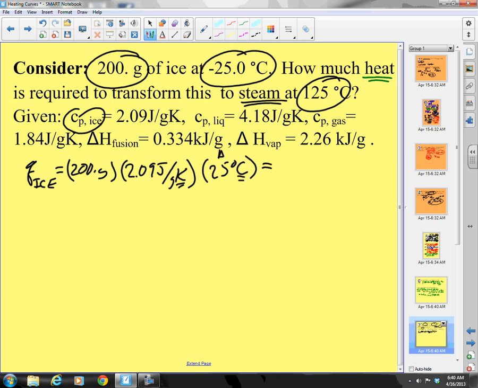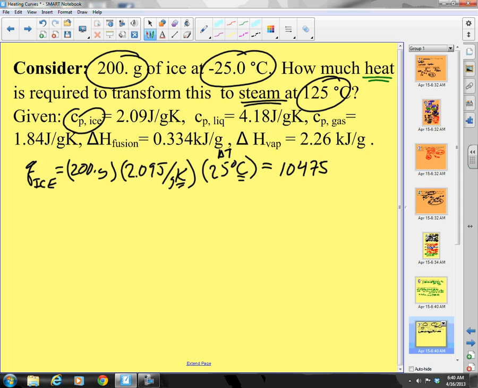No, because that is a delta T. Remember, the delta T is the same in Kelvin and in Celsius. So let's run the numbers. Here we go. 200 times 2.095 times 25. And what do I get?